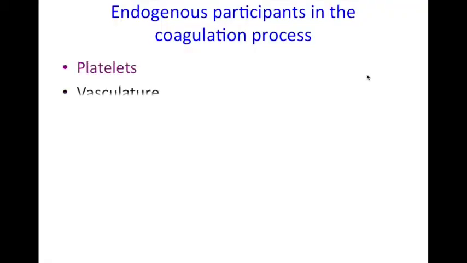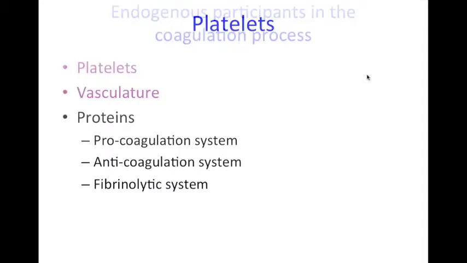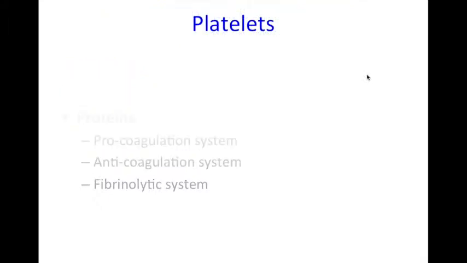And for this, we need the counter-regulatory activity. Failure of this balance will either lead to excess clinical bleeding or pathologic thrombosis formation, both which we need to avoid. Who are the participants in the coagulation process? Well, the platelets are very important. The vasculature, the inside of the vessels, plays a key role as well. And then there are the proteins that circulate. There is a procoagulant system, an anticoagulant system, and a fibrinolytic system, meaning the breakdown of existing clot.